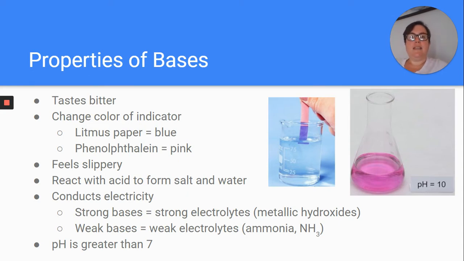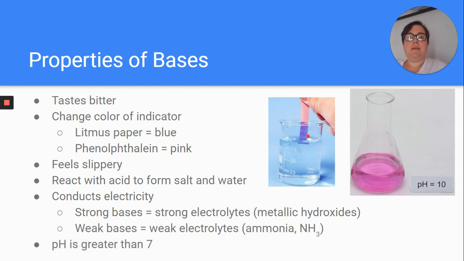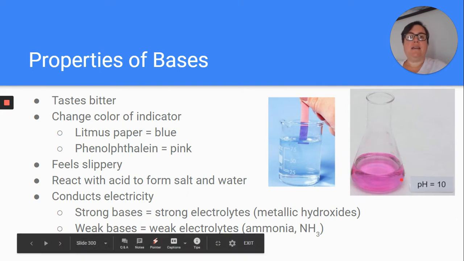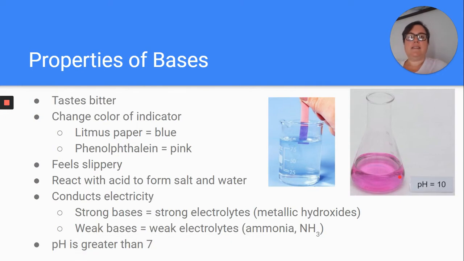Bases also change indicators' colors. So here we can see our litmus paper changes blue in a base. So bitter bases are blue, BBB. Phenolphthalein actually turns pink in a base. So phenolphthalein, if we're combining acids and bases together, we can make it change color depending on how much acid or base is in that solution.